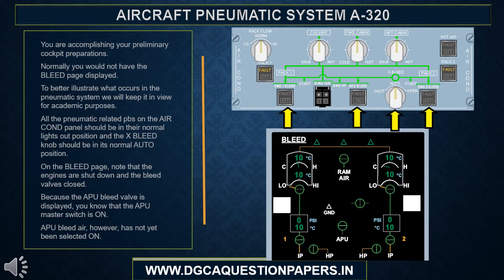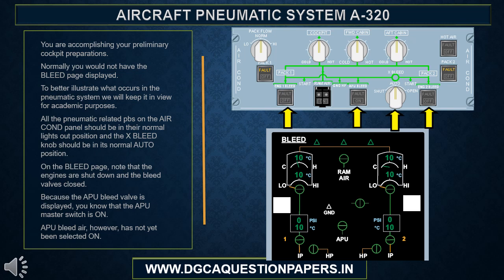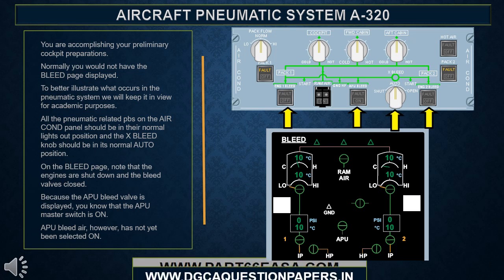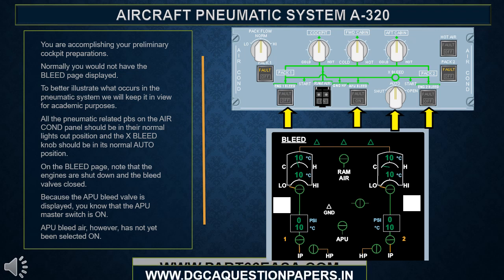You are accomplishing your preliminary cockpit preparations. Normally you would not have the bleed page displayed. To better illustrate what occurs in the pneumatic system, we will keep it in view for academic purposes. All the pneumatic-related PBs on the air conditioning panel should be in their normal lights out position, and the X bleed knob should be in its normal auto position.